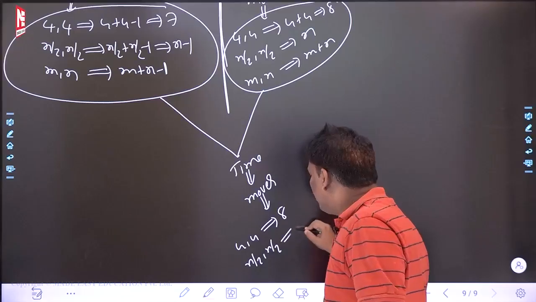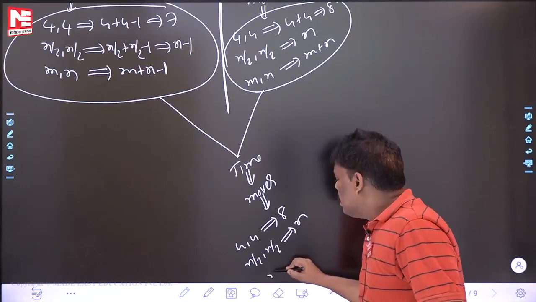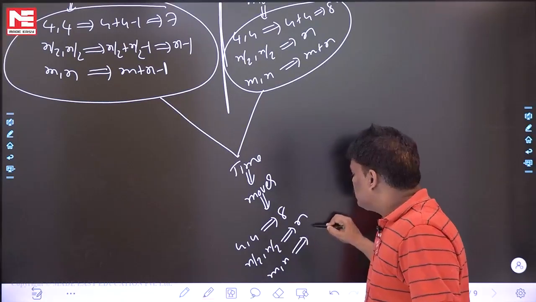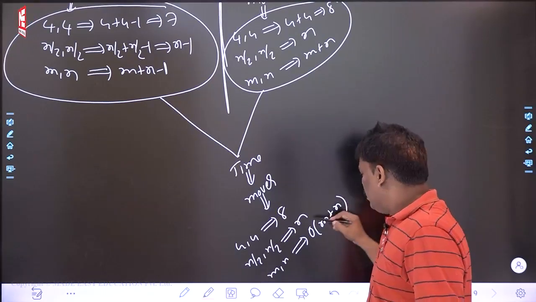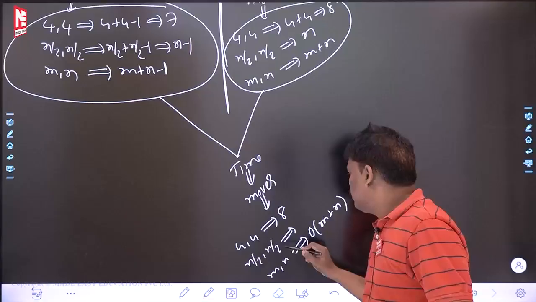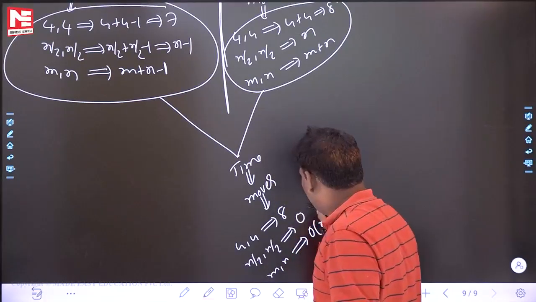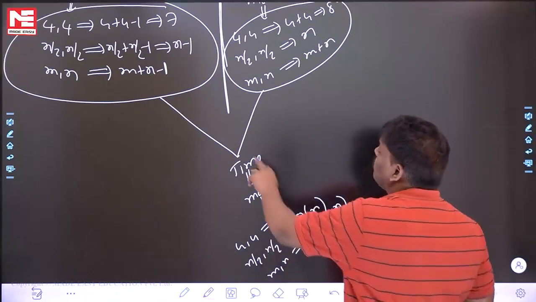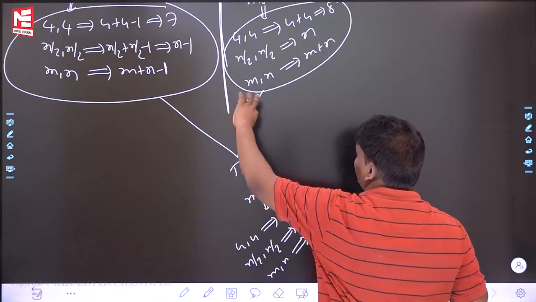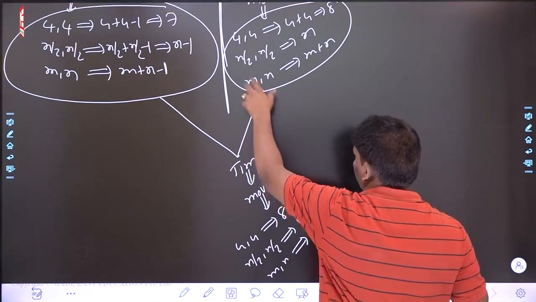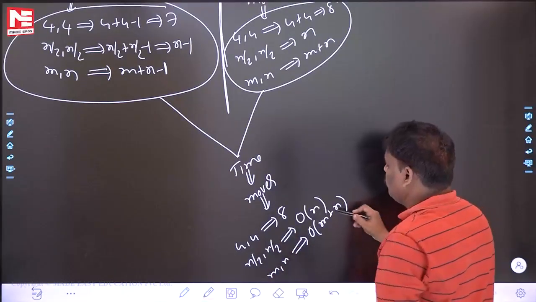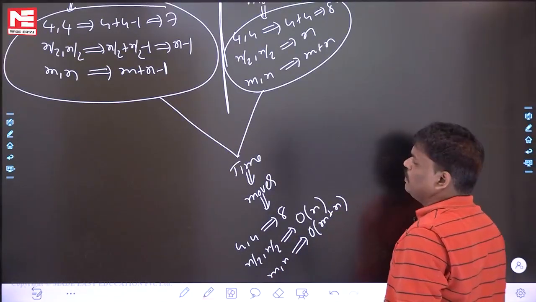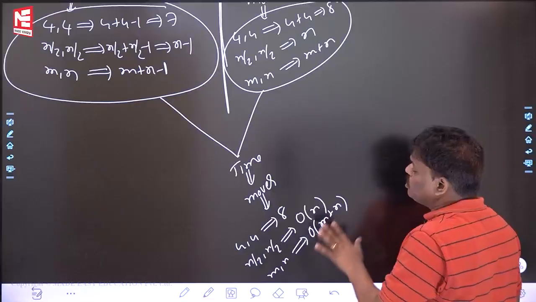Next one, n by 2, n by 2. How many moves? N. Next one, m and n. How many moves? M plus n. If you want, I will write this also, big O of n. So, time complexity of merge algorithm: left m people, right n people. In merge algorithm everything should move, m plus n. Left half, right half, just add them, n will come. So, time complexity of merge algorithm is moves only.